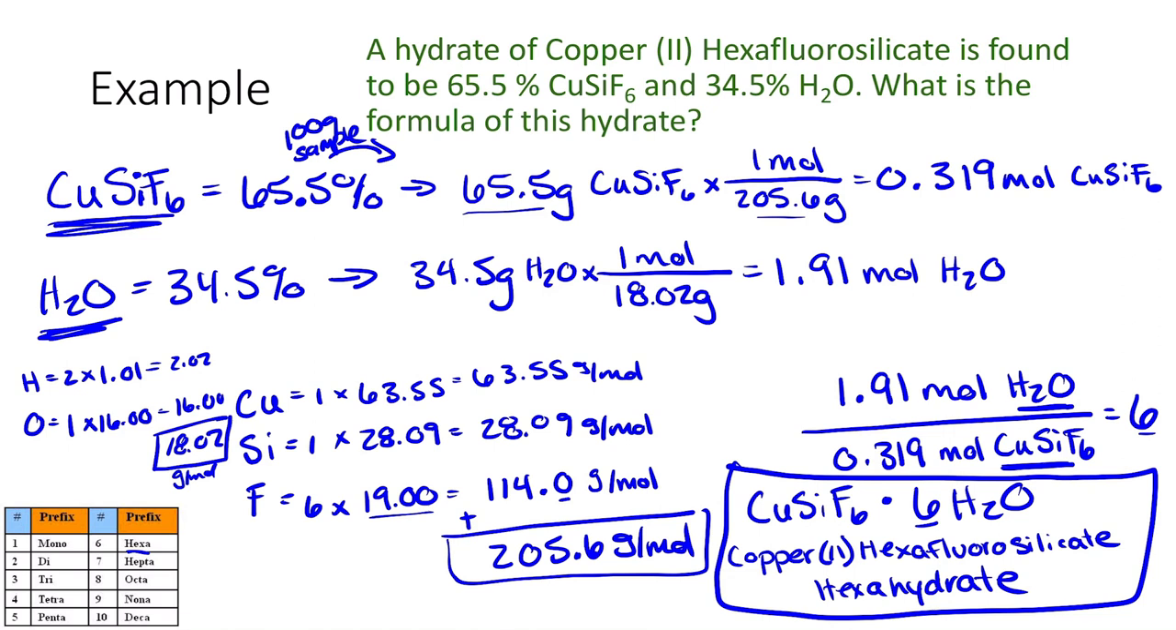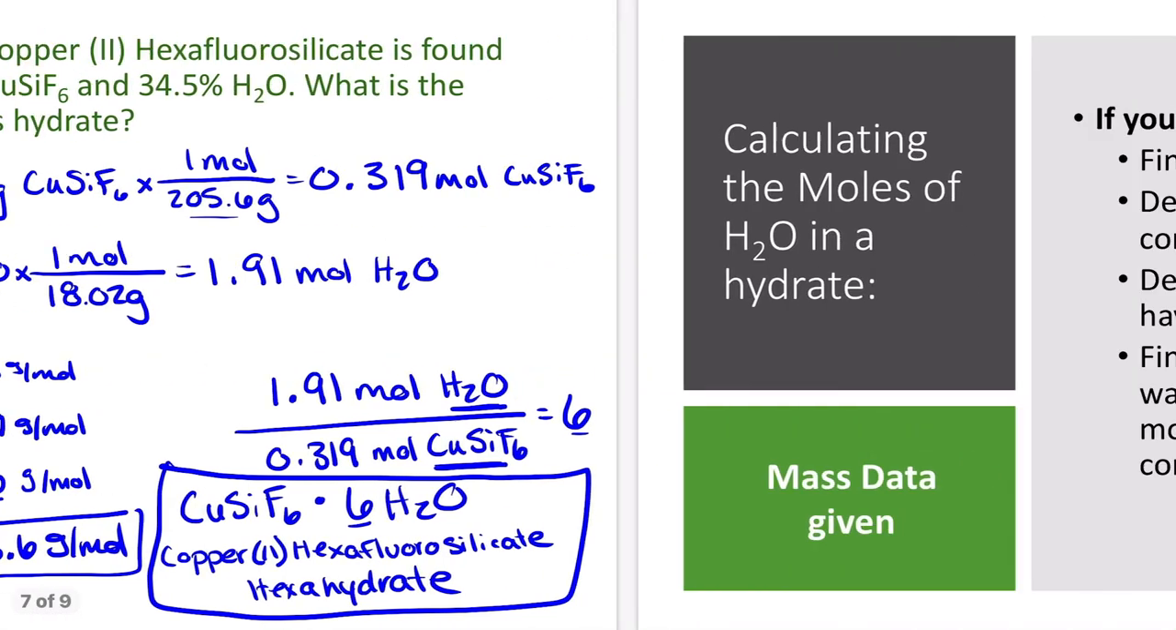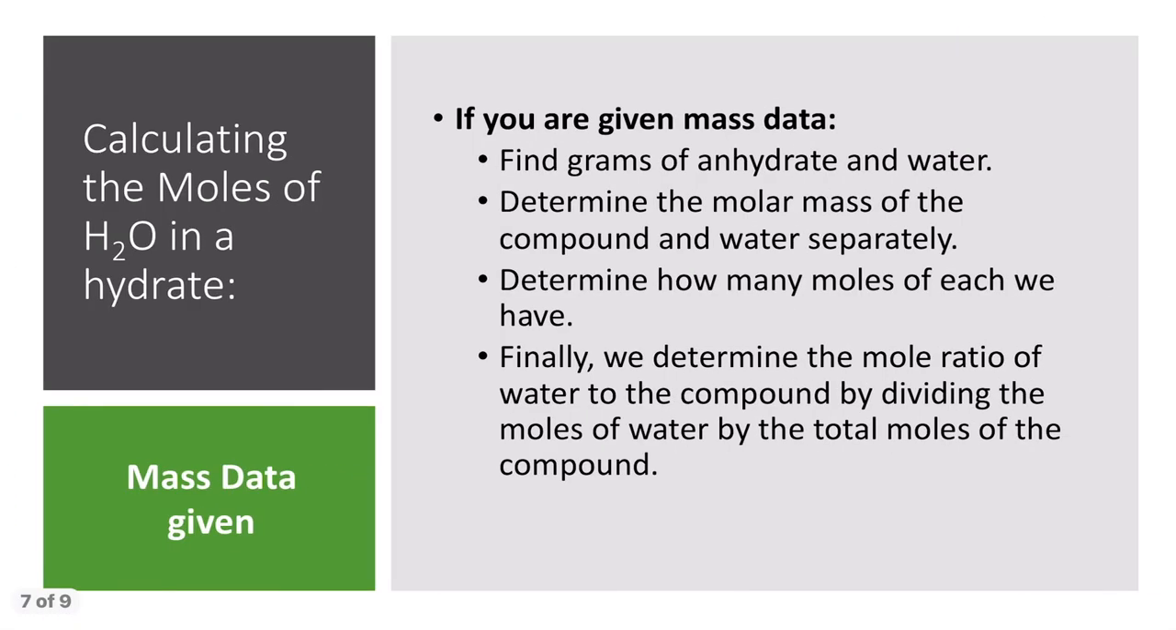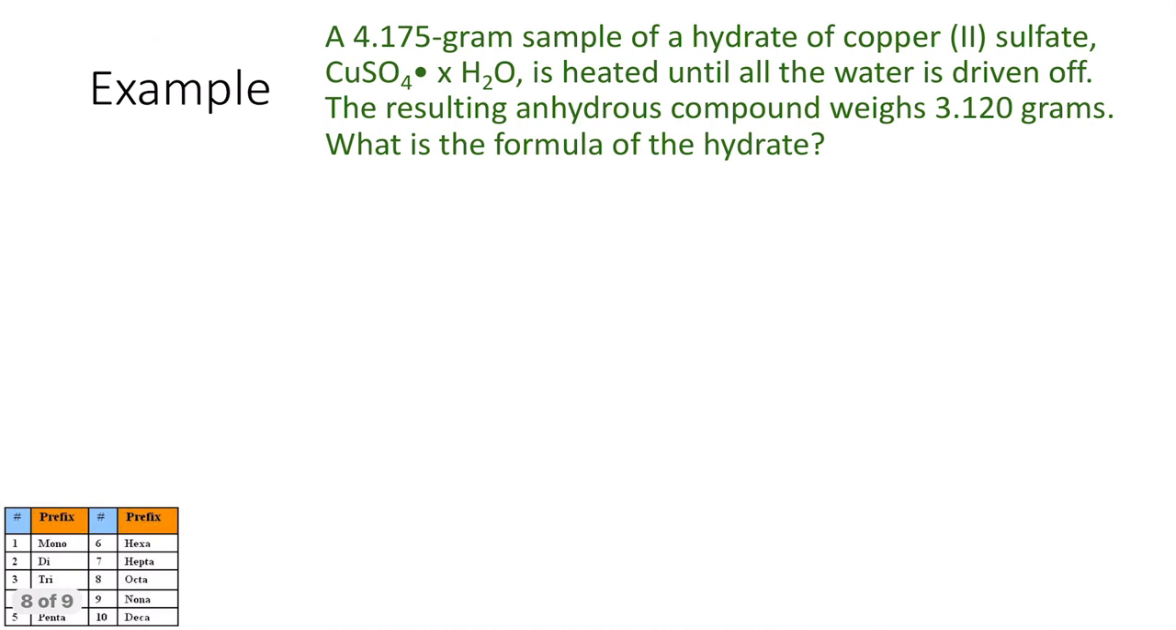Let's go ahead and do one more example. All right, for this next example, instead of being given the percent composition, we're actually given the mass data. So we might have to do a little calculation in the beginning to determine how much of our anhydrate and how much of our water we have. So let's go ahead and take a look at the problem.